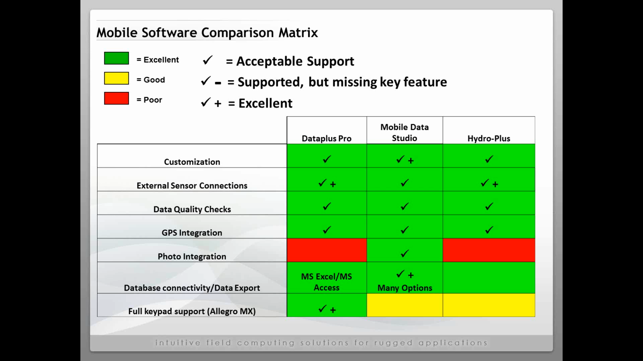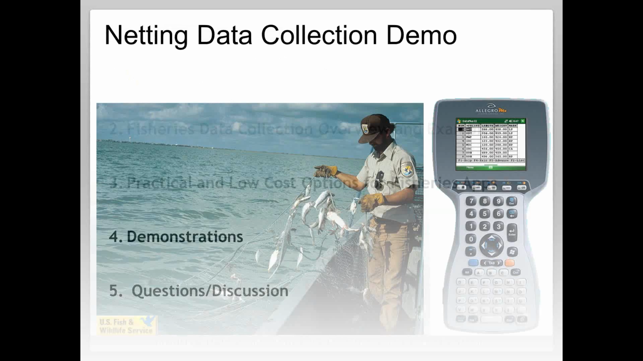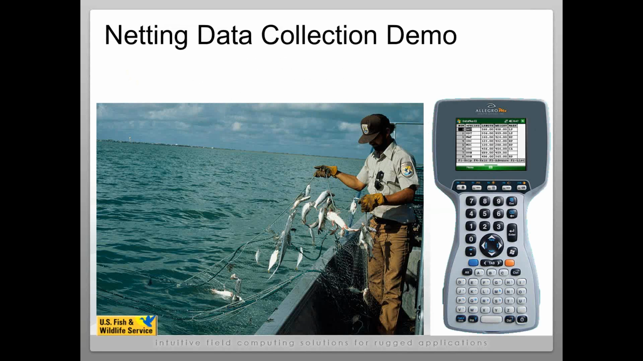So we'll be talking about some of those, and as a reminder, we're always here to help. We can give you recommendations. There are other options, and if you are doing something, for example, like a lot of spatially intensive GPS and mapping, we may recommend a different option for you, but these are just a few that we wanted to highlight today. They're very low cost and very practical. All right, let's jump right into the demonstrations. The first one we're going to talk about is a netting data collection demo.